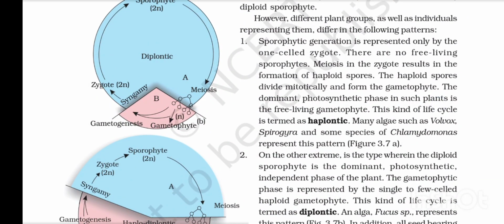However, different plant groups as well as individuals representing them differ in the following patterns. First, the sporophytic generation is represented only by the one cell zygote. There are no free living sporophytes. Meiosis in the zygote results in the formation of haploid spores. The haploid spores divide mitotically and form the gametophyte. The dominant photosynthetic phase in such plants is the free living gametophyte. This kind of life cycle is termed haplontic. Many algae such as Volvox, Spirogyra and some species of Chlamydomonas represent this pattern.